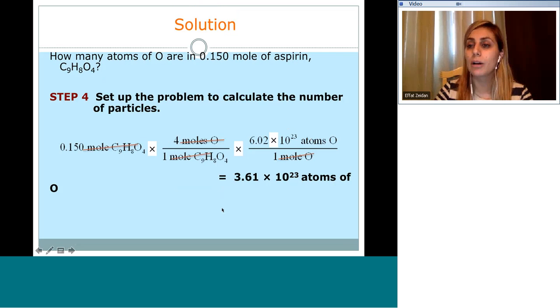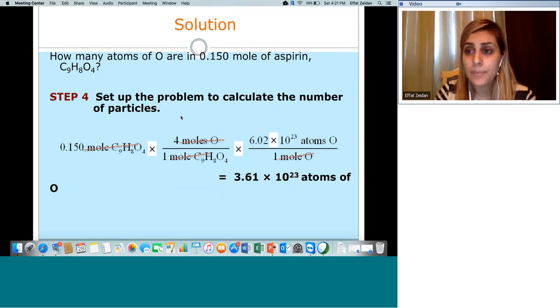We set up our problem, guys. We have 0.15 mole of aspirin. And what do we need at the end? We need atoms of oxygen. So we first multiply to convert it into moles of oxygen by 4 moles of oxygen over 1 mole of aspirin. Therefore, moles of aspirin will cancel out. Then after the moles, we multiply by another conversion factor, which gives us atoms. Therefore, it would be 3.61 times 10 to the power 23 atoms of oxygen.